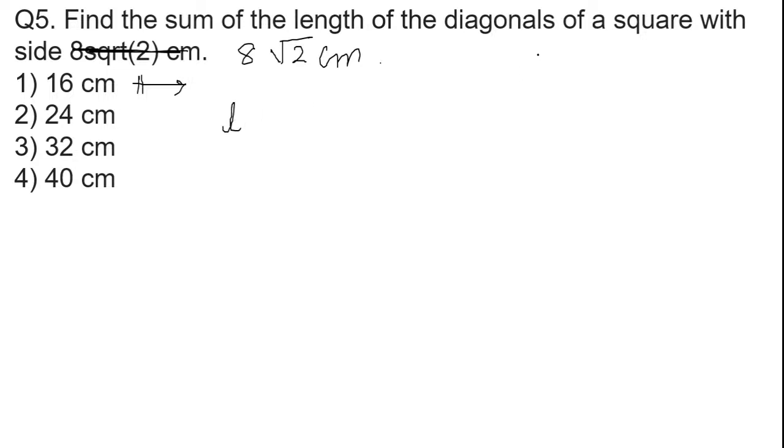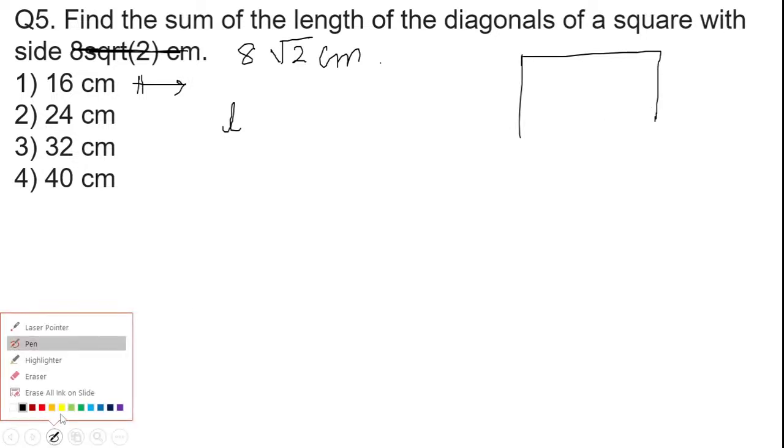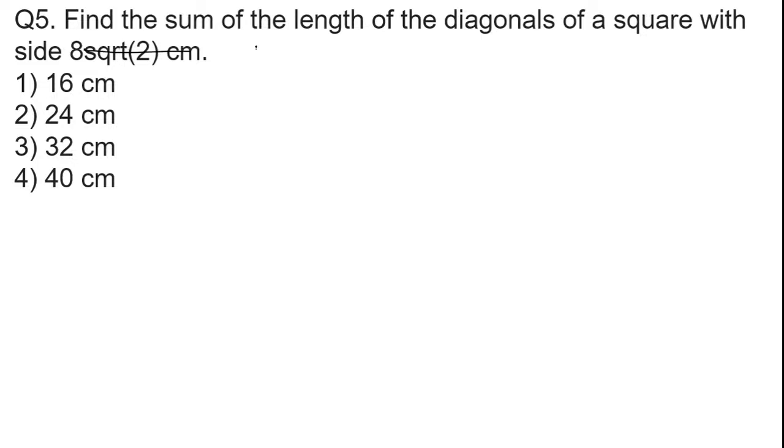Length of the diagonals, it means this is a square. I'll just draw properly. First, this is 8 under root 2 centimeter. They have given a square and we have to find the summation of the diagonals' length. This is the first diagonal, this is the second diagonal. Their summation of length is what we have to calculate. First thing you can clearly see is they have given us a side. Side is 8 under root 2.